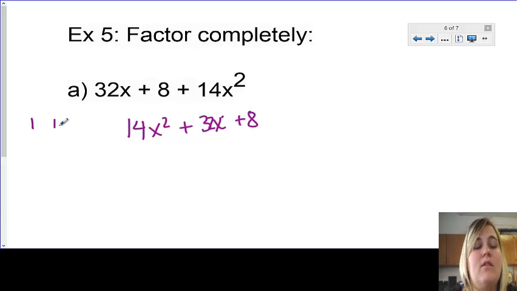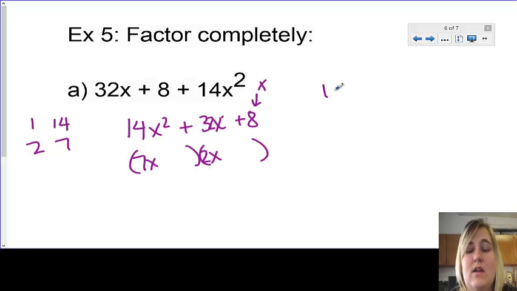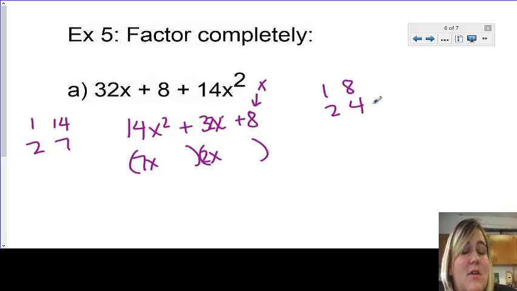14 can be 1 and 14 or 2 and 7. I'm going to start with the 7 and 2. So I have 7x and 2x. See what we can figure out. I need to multiply to get 8. So that's 1 and 8 and 2 and 4. Those are my options. And I need a 32 in the middle. That's a pretty big number. So if I take 7 times 8, that would be way too big. So I'm not going to start with that one, because 7 times 8 is 56. That's too big. So let's try this one.